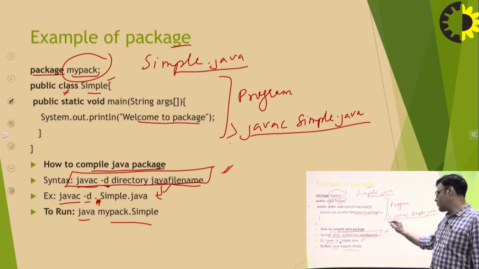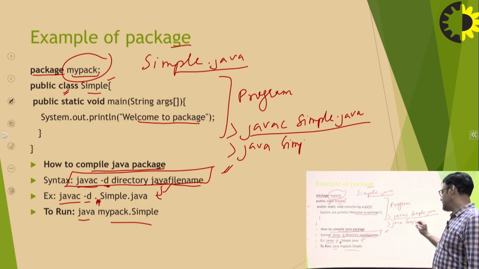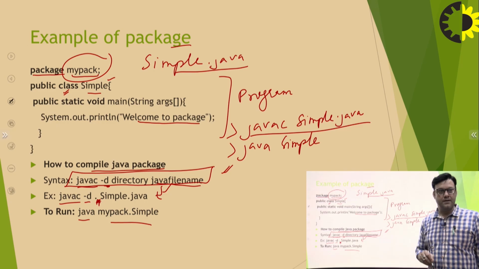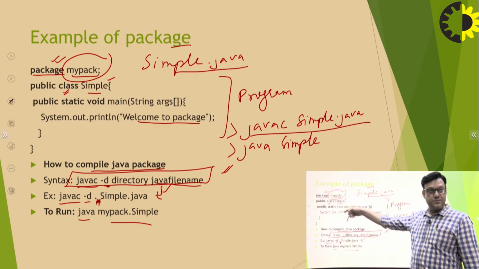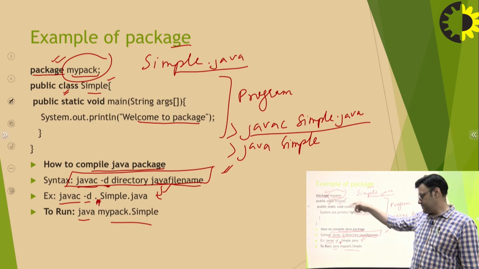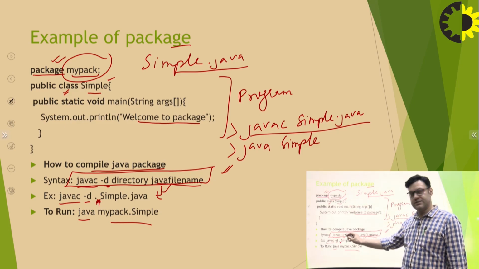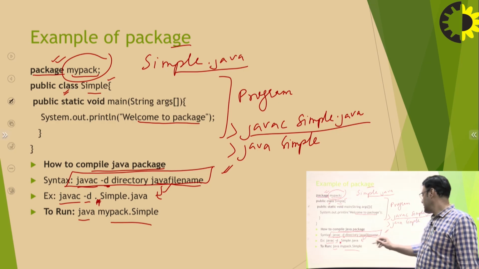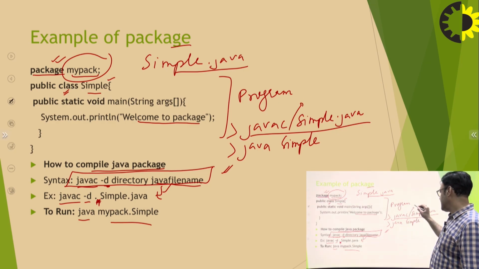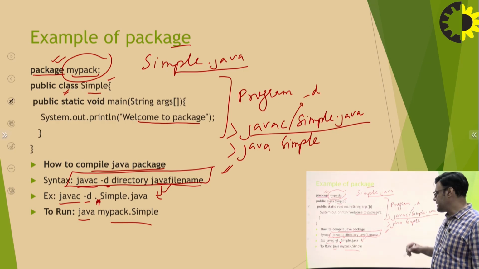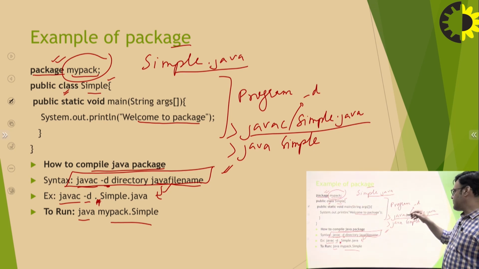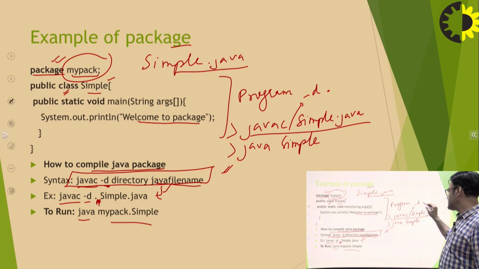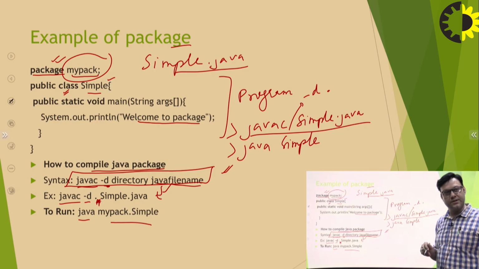Then after compiling, what will you write? Java, and you will write simple. Now we have included this program in a package. So for running this package, I have used this extra keyword. Here I have inserted -d and given the directory where I have saved this program. If I am working in the current directory, then I will use the dot symbol.